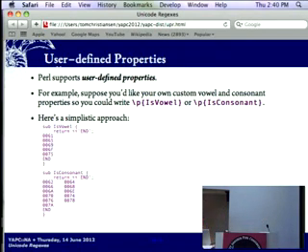Okay, so you can define your own properties in Perl regexes. What I've done here is I've created a subroutine called IsVowel, and here's one called IsConsonant. Once I define these, I can use backslash p IsVowel or backslash p IsConsonant. The way this works is the function is expected to return a string, which is newline terminated, one code point per line, or a tab-separated pair of code points for a range.